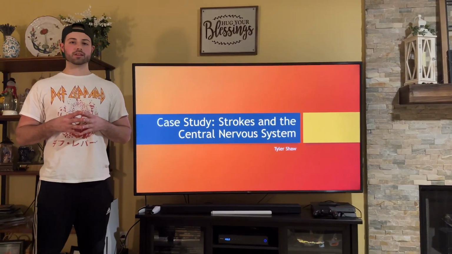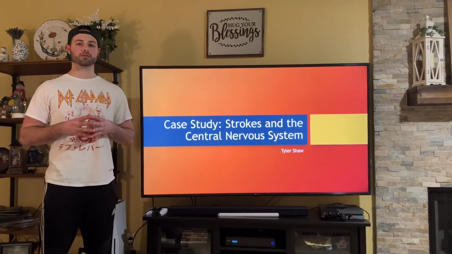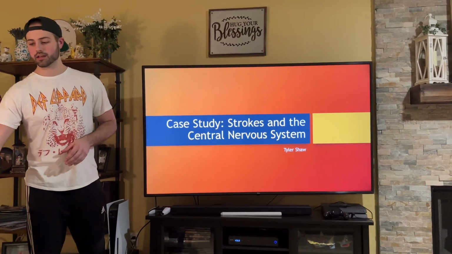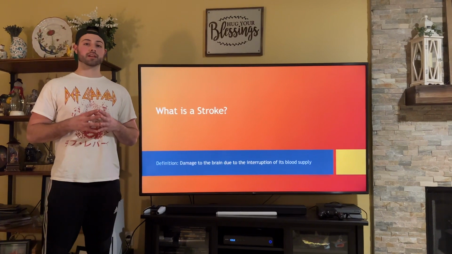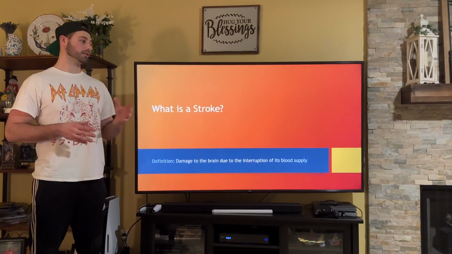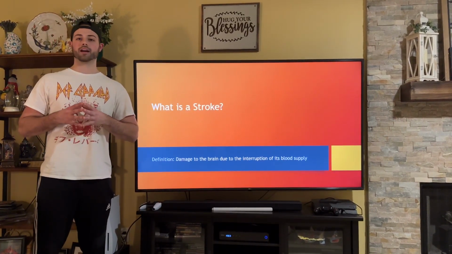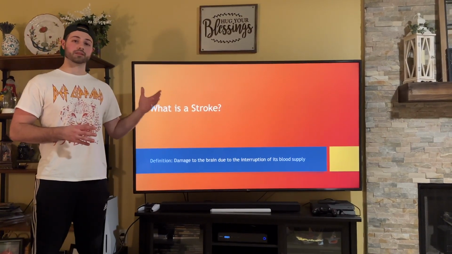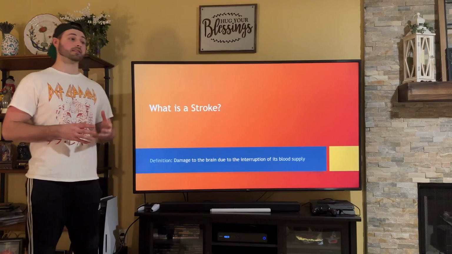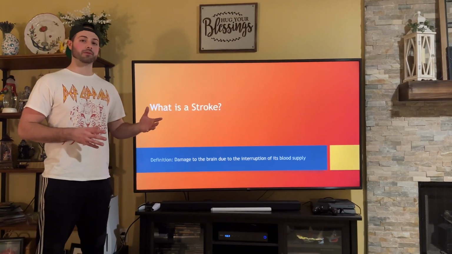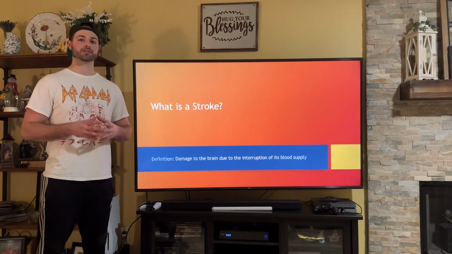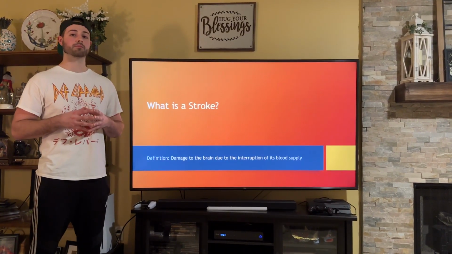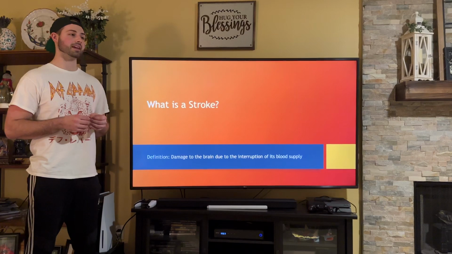In this presentation, we will analyze what effect a stroke has on the central nervous system. Now, to understand what this effect is, we must first define a stroke. A stroke is defined as damage to the brain due to an interruption of its blood supply. This is important because the brain requires a constant supply of oxygen and nutrients to function. If the supply is cut off for any reason, brain cells will almost immediately begin to die.